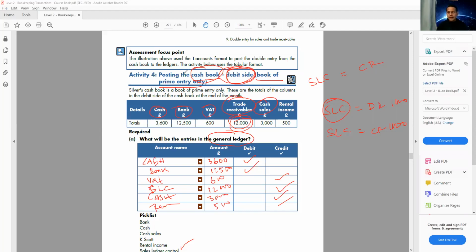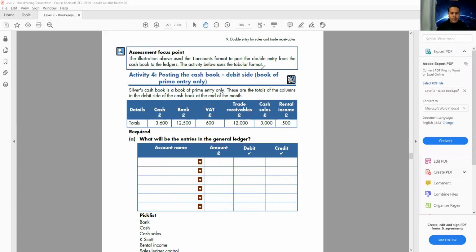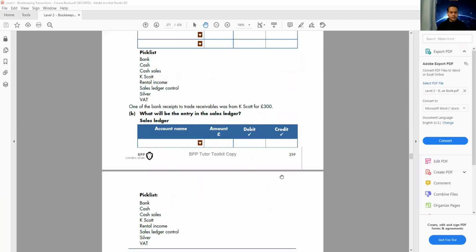Okay, so this one we have done, cash book, book of prime entry. So we take everything. If they say part of general ledger, we don't take the cash and bank. All right, so let's move on to the next question.